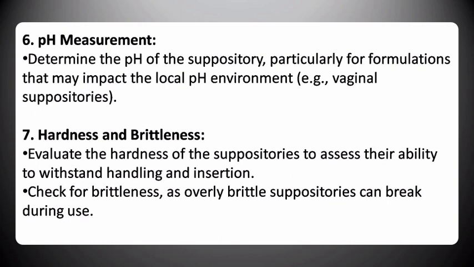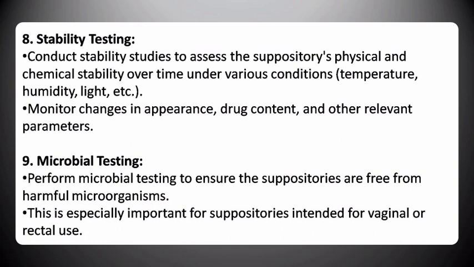Sixth, pH measurement. Determine the pH of the suppository, particularly for formulations that may impact the local pH environment, e.g., vaginal suppositories. Seventh, hardness and brittleness. Under this, evaluate the hardness of the suppositories to assess their ability to withstand handling and insertion. And, check for brittleness, as overly brittle suppositories can break during use. 8th, stability testing. Conduct stability studies to assess the suppository's physical and chemical stability over time under various conditions, temperature, humidity, light, etc. And also, monitor changes in appearance, drug content, and other relevant parameters.